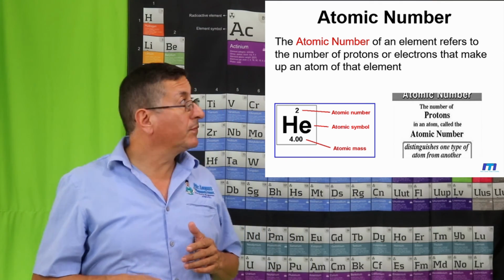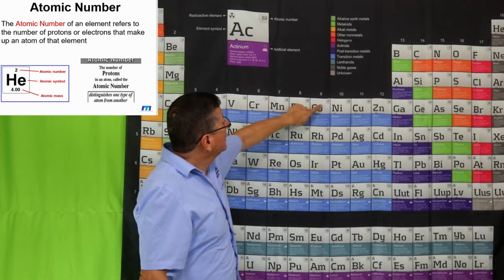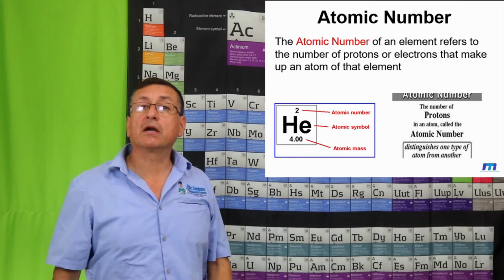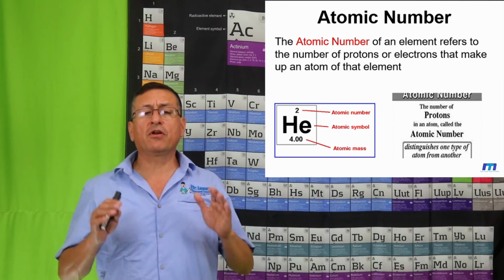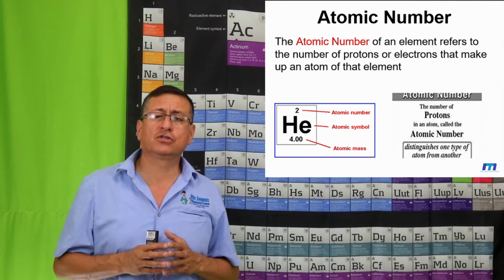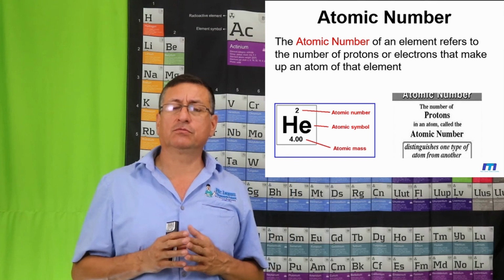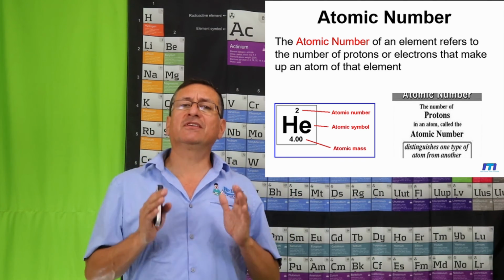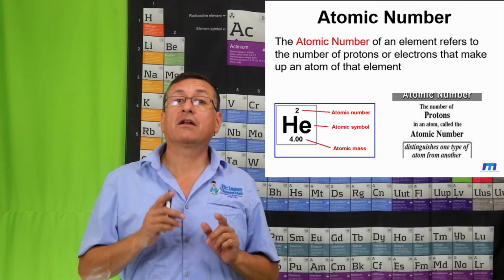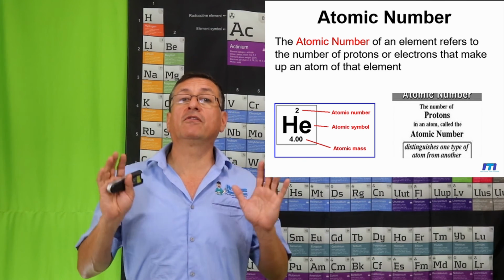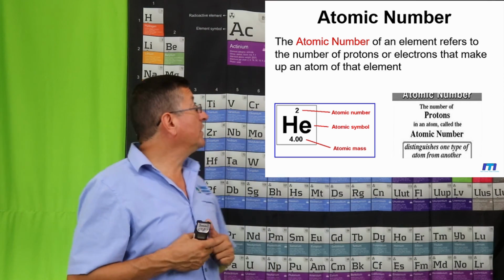The top number here, this is the atomic number. The atomic number of an element refers to the number of protons or electrons in each atom. Remember that each atom has the same amount of protons and electrons. The atomic number refers to that number, the number of electrons. Okay, what is the meaning of that?